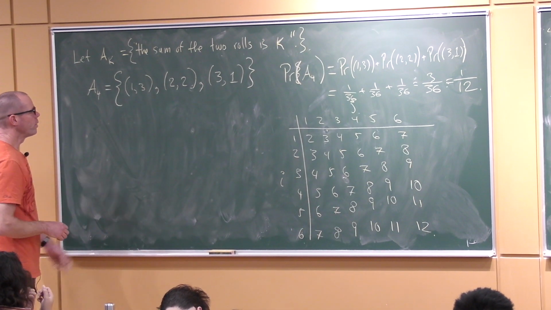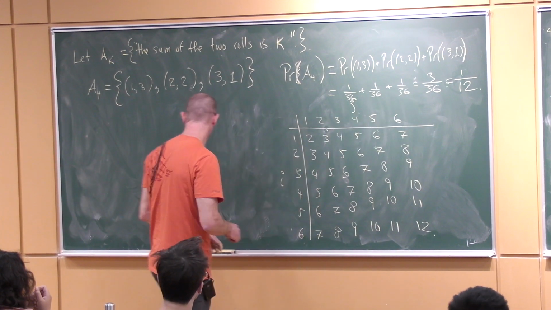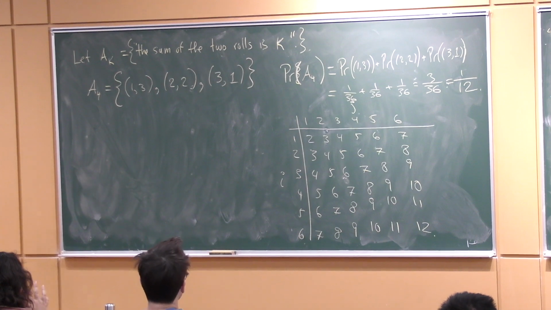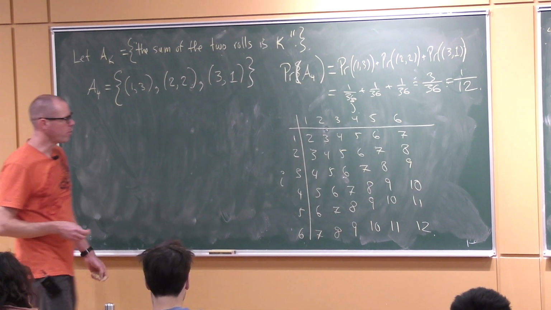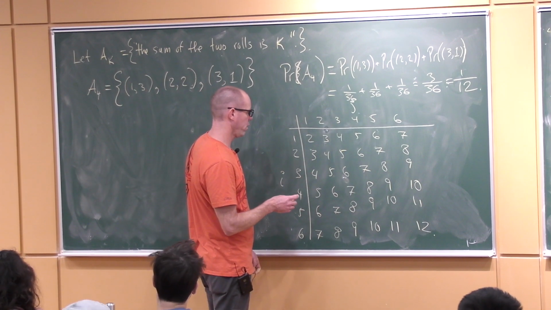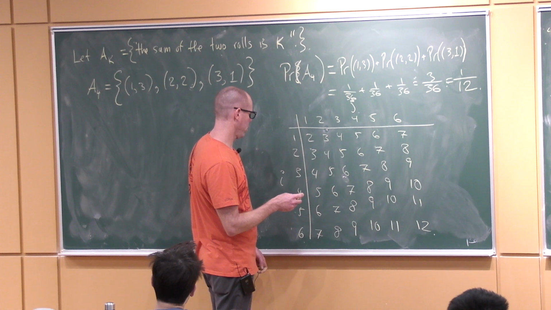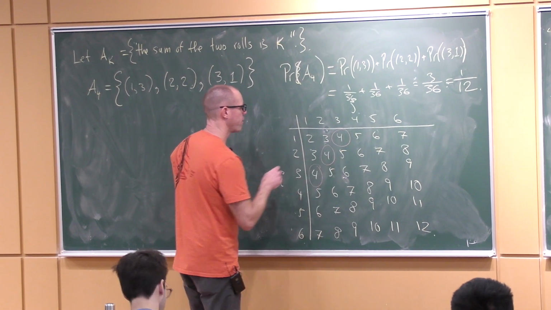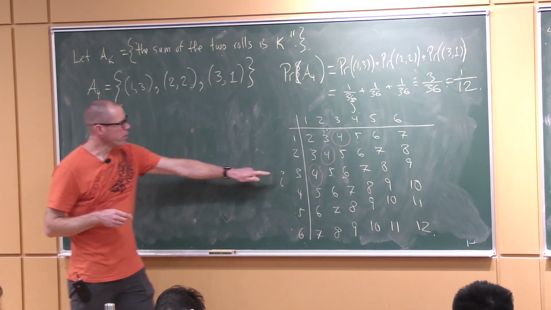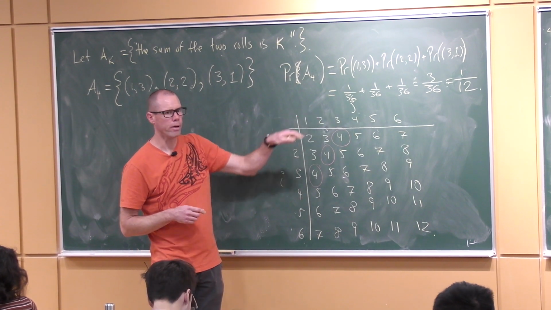And we said the probability of A4 is equal to 3 over 36. Why was it 3 over 36? Well, because the number 4 appears 3 times here. There's the (3,1), there's the (2,2), and there's the (1,3).